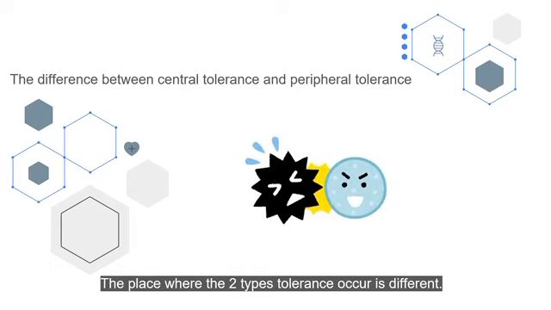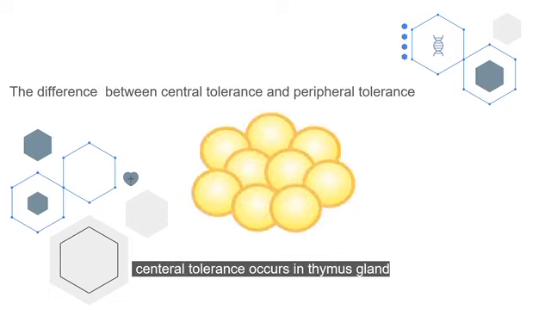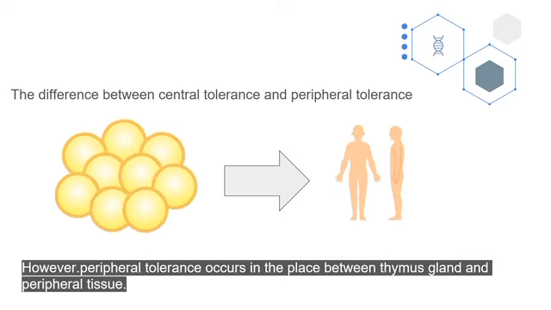The place where the two types of tolerance occur is different. Central tolerance occurs in thymus gland. However, peripheral tolerance occurs in the place between thymus gland and peripheral tissue.